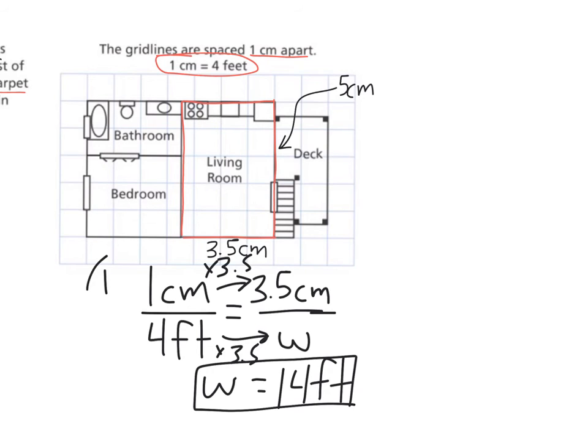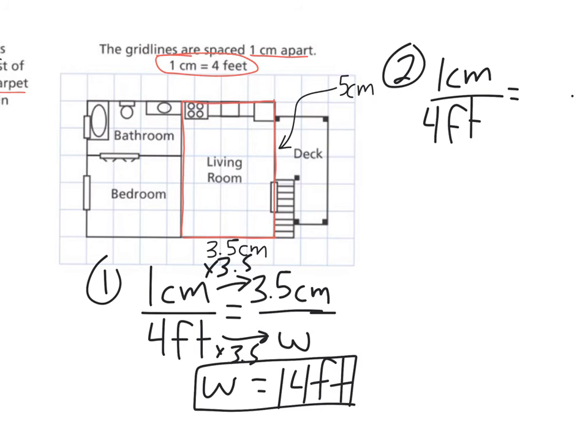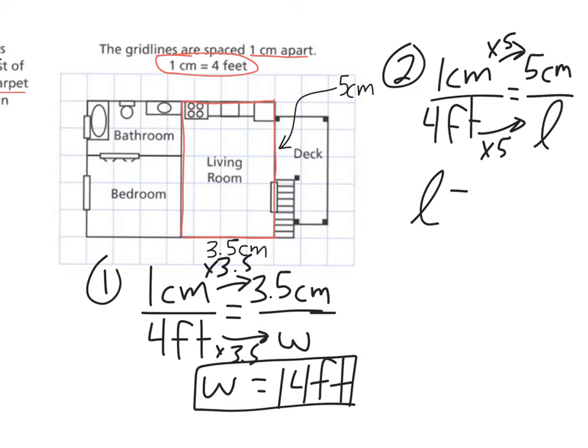I'm going to label my work here because I've got a few steps. Then we can find the length. Same idea, only the length we've got on our drawing is 5 centimeters. Maybe do a cursive L so it doesn't look like a 1 if you want to use that. So multiplying by 5, our length would be 20 feet. Good.